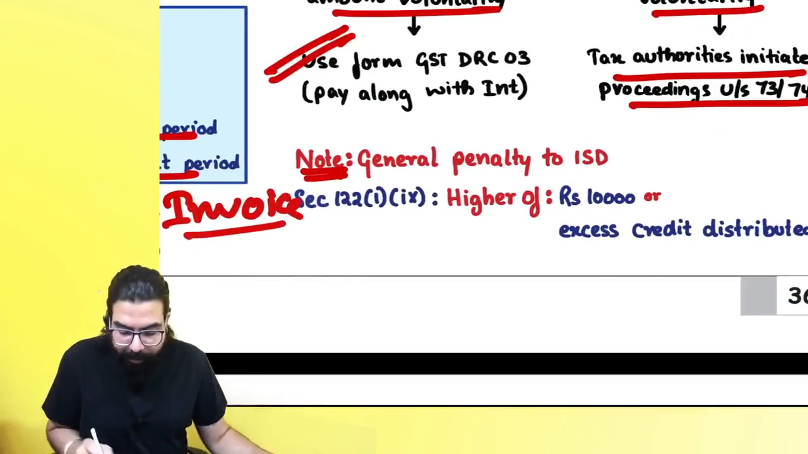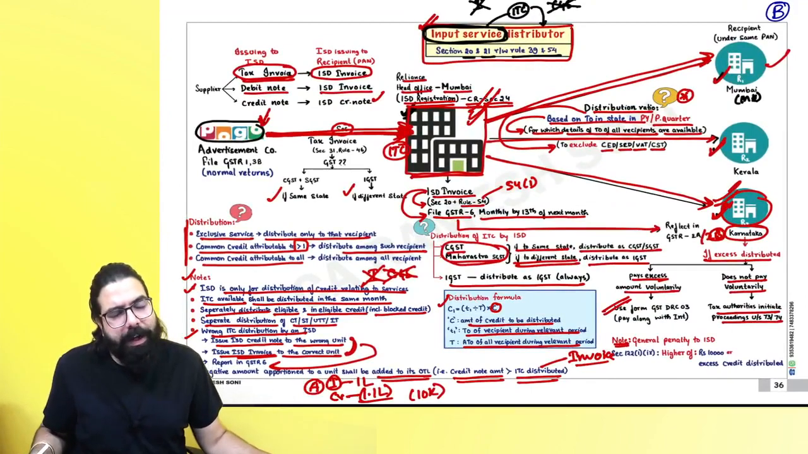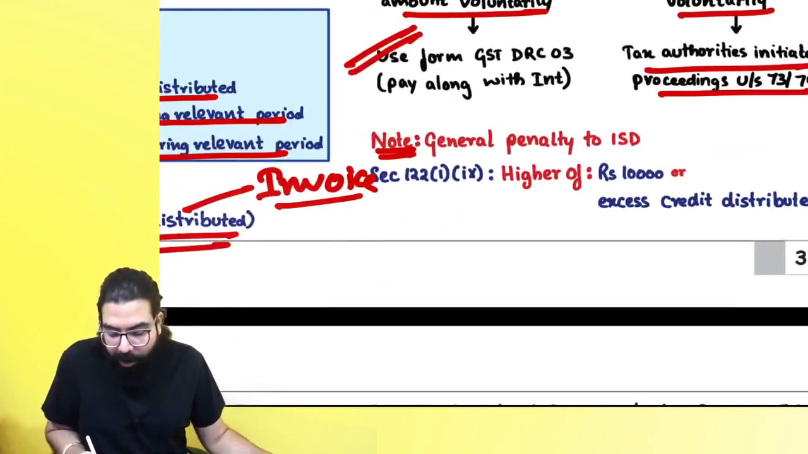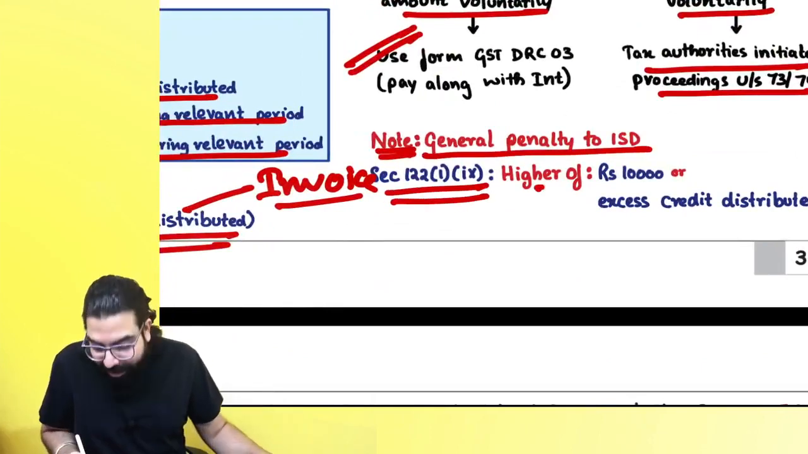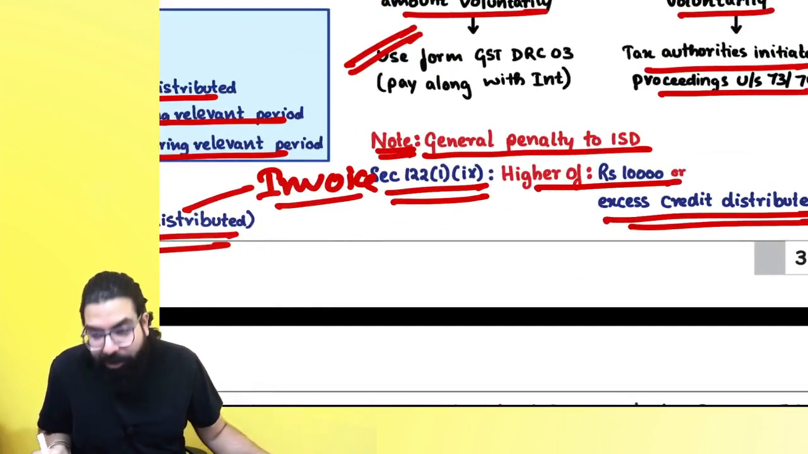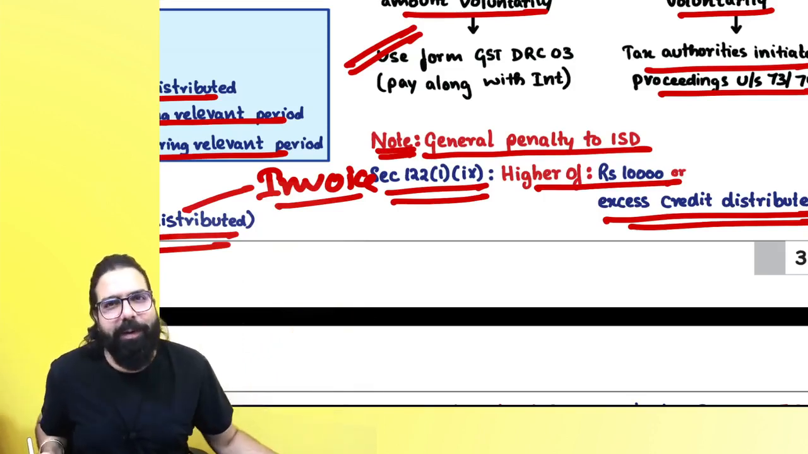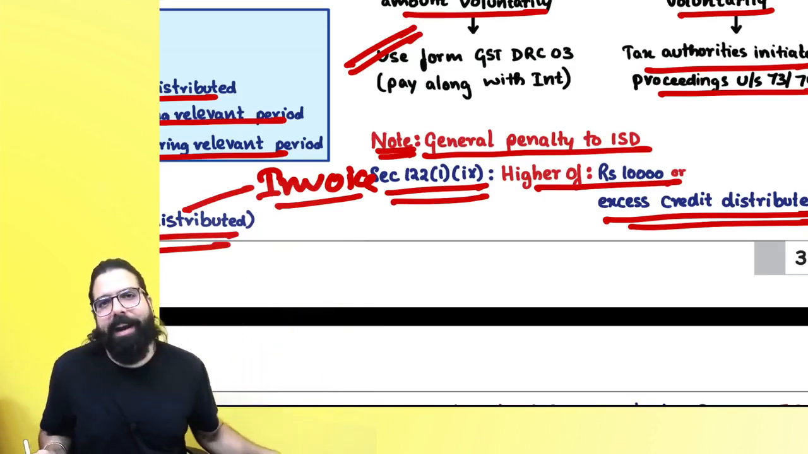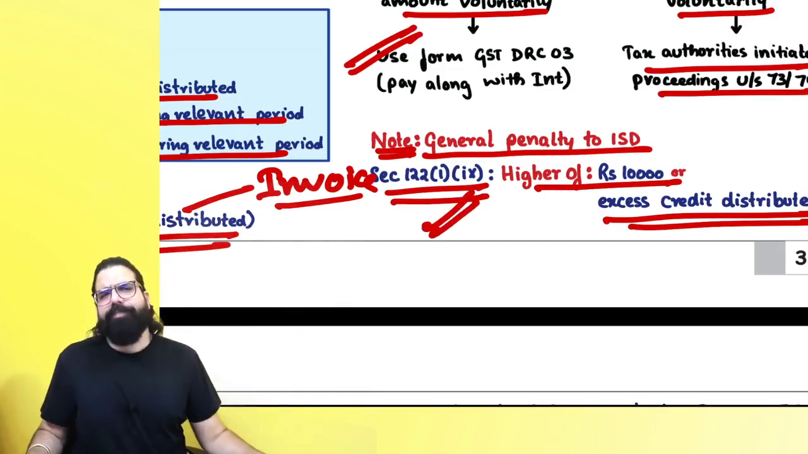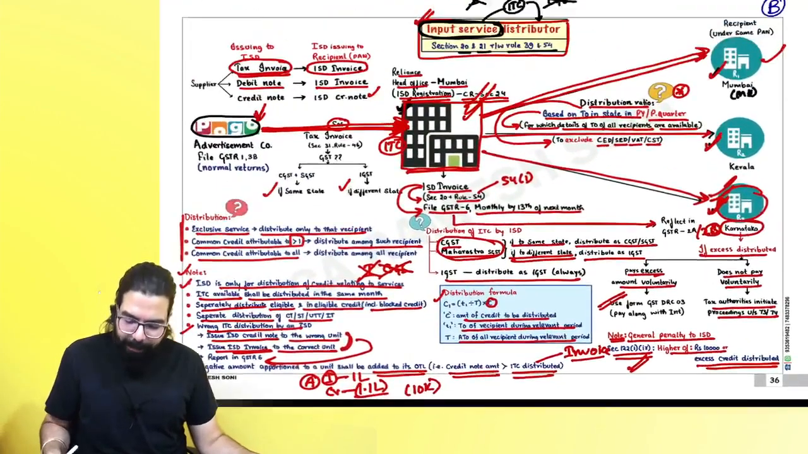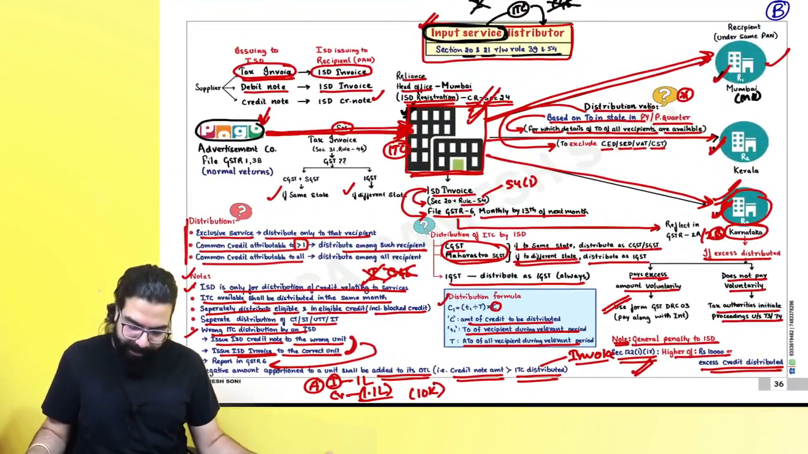What wrong did I do? The ISD also did wrong by distributing the credit wrongly. So a general penalty will also be imposed on the ISD under Section 122: 10,000 or the excess credit distributed, whichever is higher, has to be paid by the ISD. Remember, this penalty is under the CGST Act, and a similar penalty is payable under the SGST Act also. I hope the point is clear.